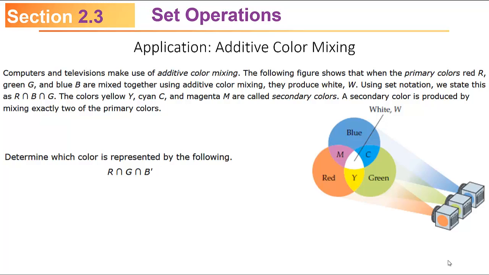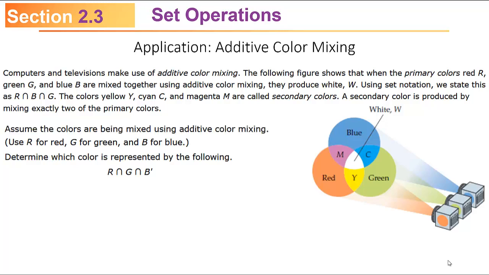So I would start out by just looking at R intersect G. In other words, where the red circle intersects the G circle. We're going to use R for red, G for green, and B for blue, and we're assuming that we're using this additive color mixing. With all that in mind, R intersect G is where the red circle overlaps the green circle, and you can see that I've indicated it on the Venn diagram. It's what I usually call a football shape.